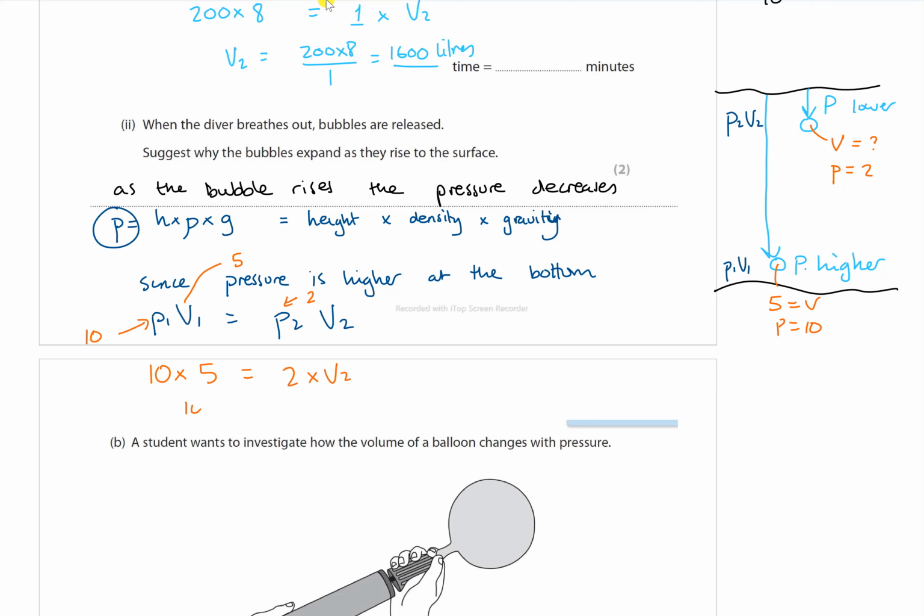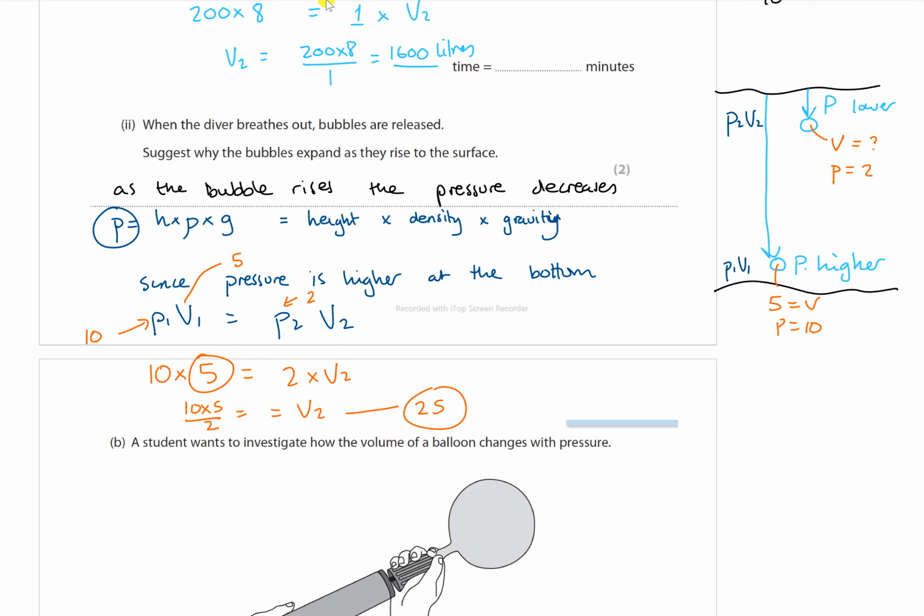Yeah, so we can say 10 times 5 divided by 2 equals V2. So the volume there is 25, and the volume started at 5.